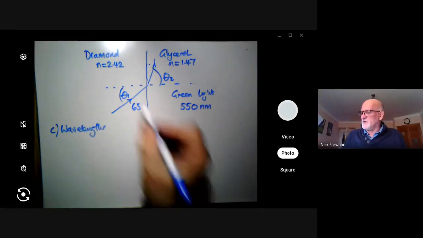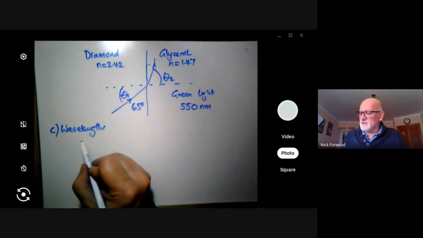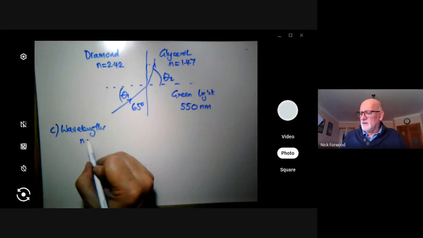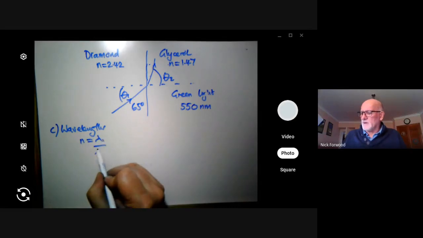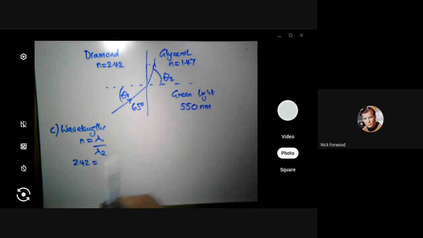And I'm going to try and do these again, one bit on the left, one bit on the right. Okay, so our abbreviated Snell's law, not the whole mega thing, is n is lambda 1 over lambda 2. And for diamond, I've got 2.42 equals. Now I've got to either do this in nanometers or change it into standard form. I don't think it really matters. Let's just do it in standard form just for completeness sake. And I'm going to get an answer in meters.